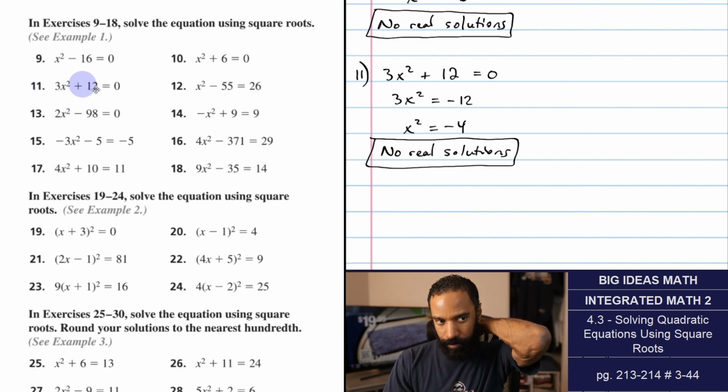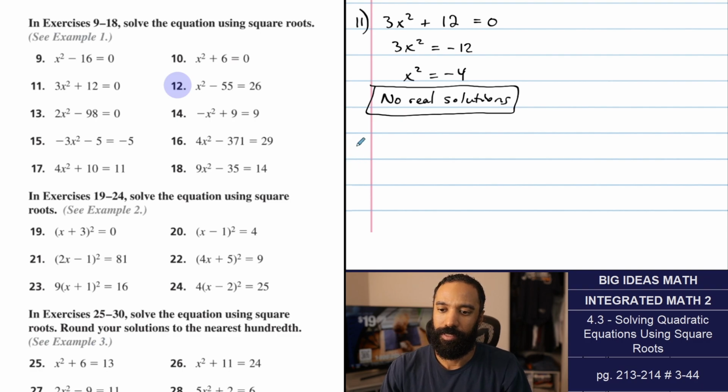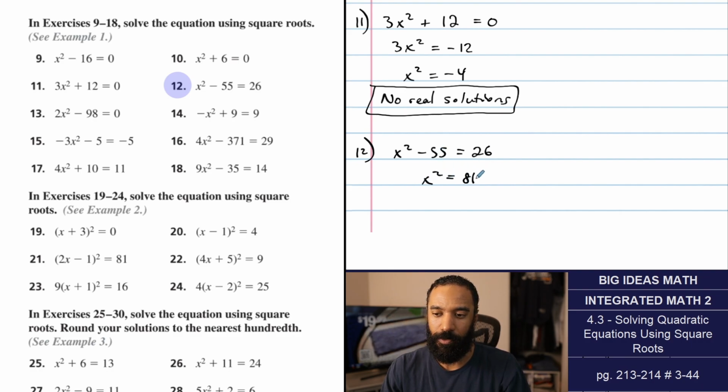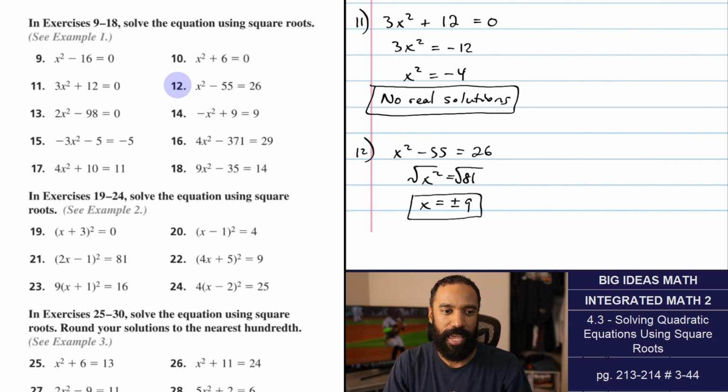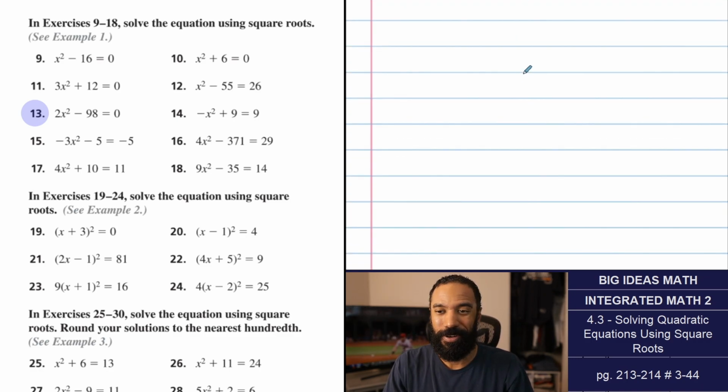Number 12, x squared minus 55 equals 26. Let's add 55 to both sides and we get a larger number, like 81. I get to now take the square root of both sides and we will get x equals plus or minus 9. 2 solutions, positive 9 and negative 9. I'm excited that this video might be able to go pretty fast here.